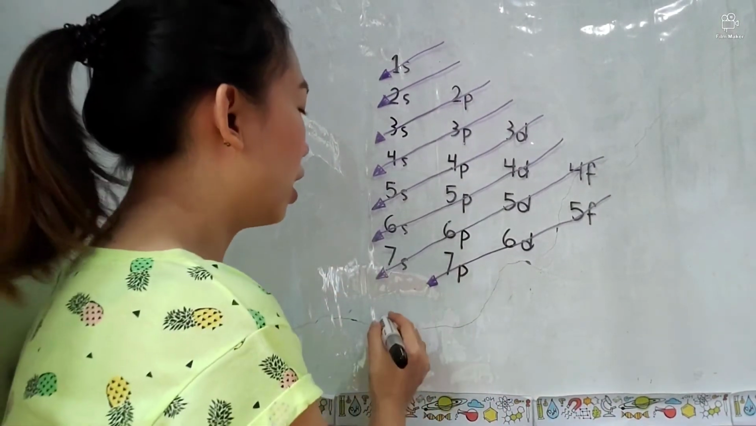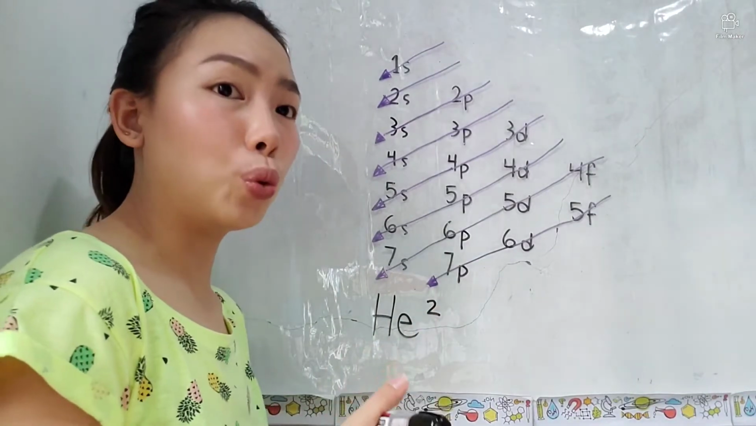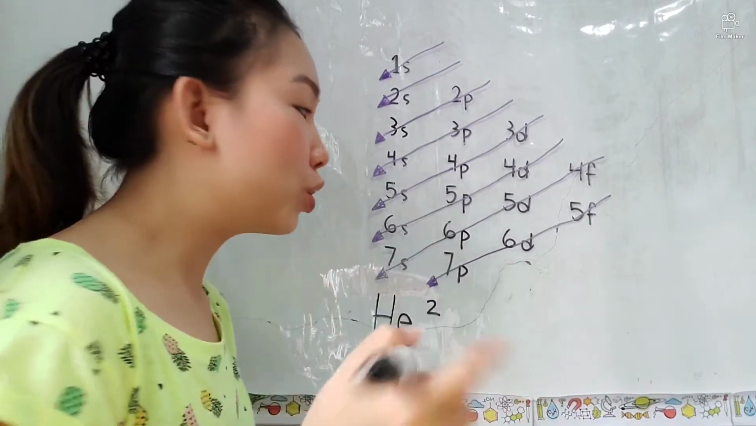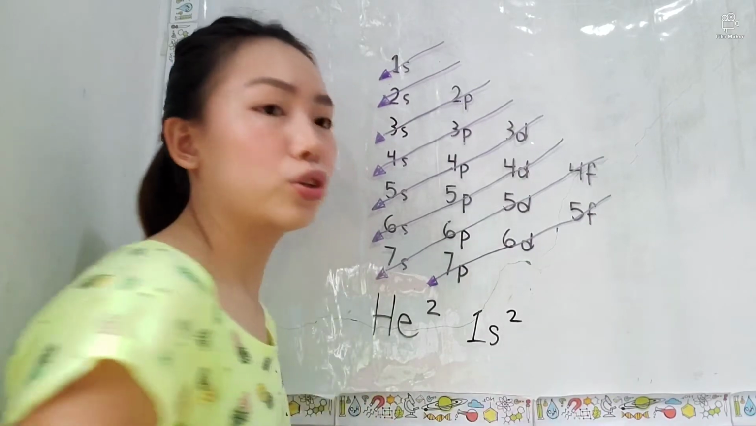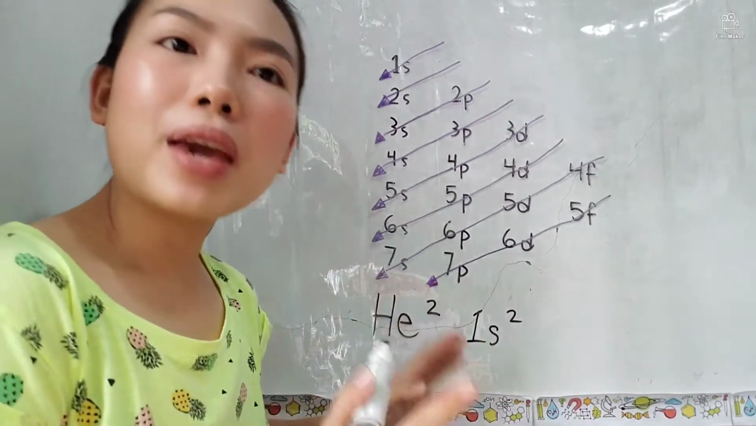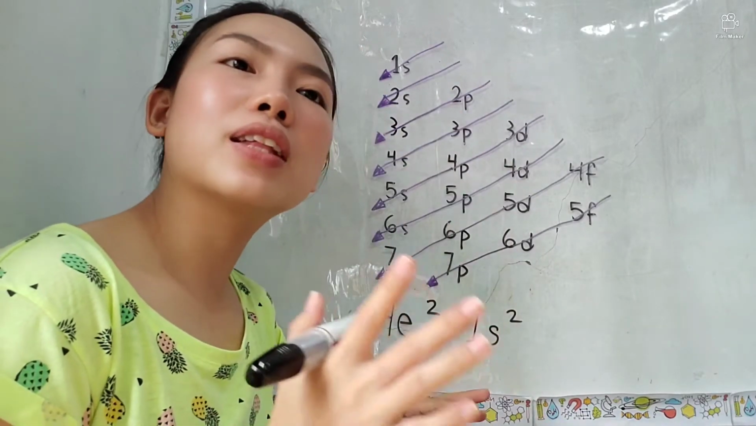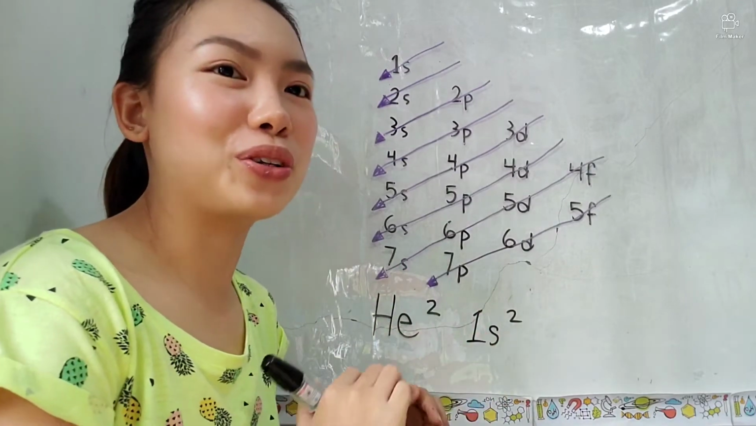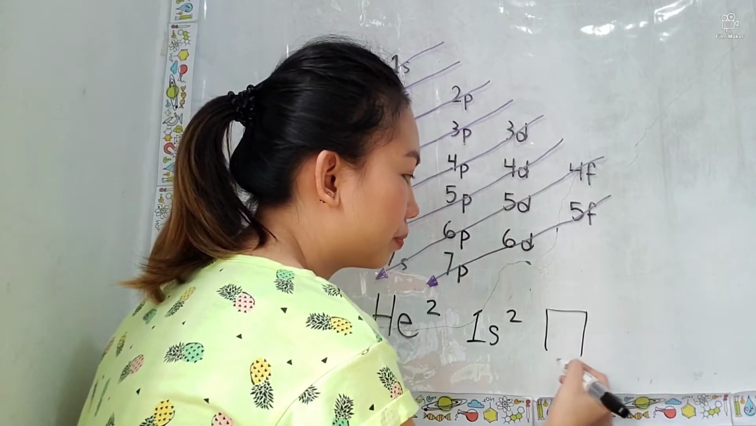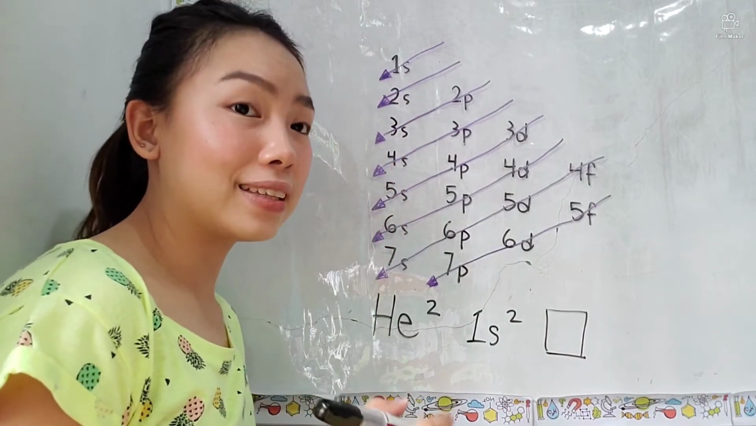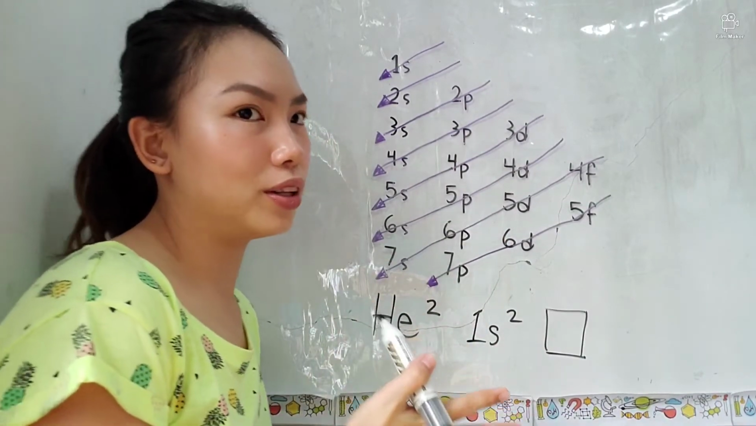So, let us have again helium. Helium-2. So, the electron configuration for the helium-2 is 1s2. And that's it. Now, in making the spin quantum number or the fourth quantum number, you make a box and put an arrow up and arrow down. Paano ko malalaman kung arrow up and arrow down ang ilalagay ko?